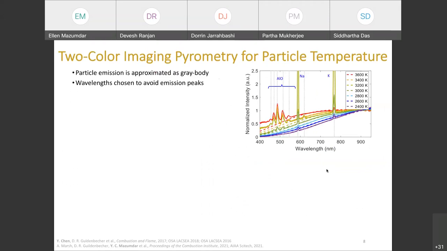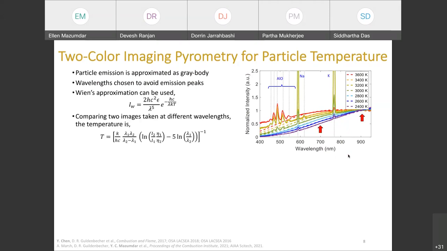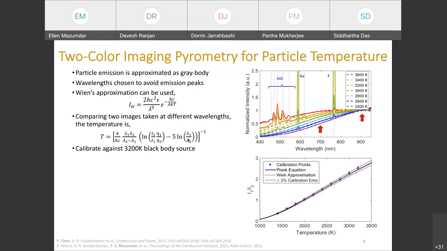The thing we can do to measure particle temperature is two-color imaging pyrometry. In this particular technique, we characterize the particle emission and approximate it as a gray body. And we try to avoid the emission peaks, which are these strong peaks in the wavelength. There are some clean regions here at 700 and 900 nanometers, and we're going to use those and ratio them in order to determine the temperature of the emission. We can use Wien's approximation, which is based on Planck's equation. If you take two different images at different wavelengths of the same object, you can use just Wien's approximation to give you this formula for the temperature as a function of the wavelengths and the intensity that you've been measuring. Then we can calibrate our cameras up to 3200 Kelvin on a black body source.